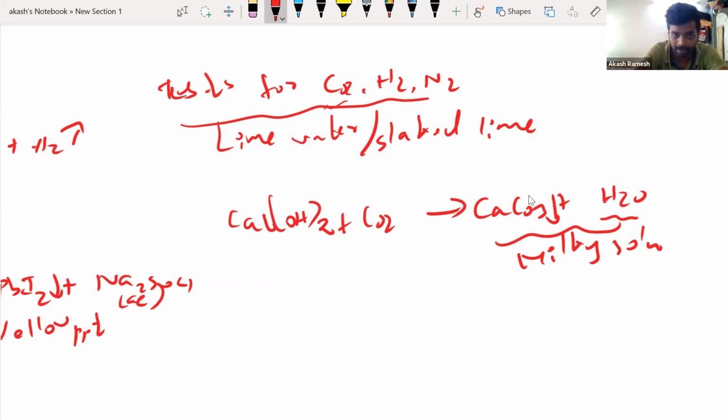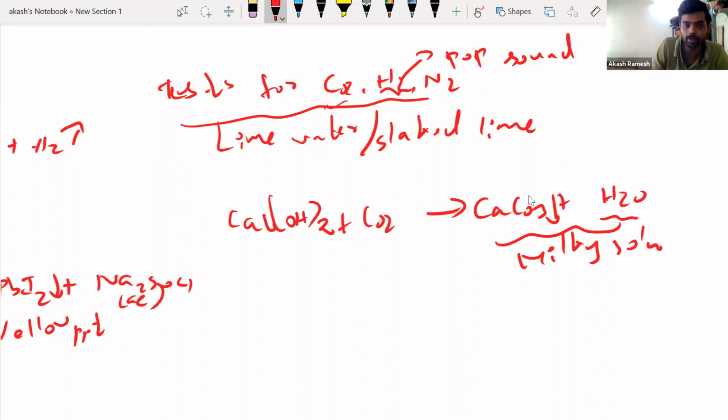Okay, good. Next, what is the test for H2? Burning matchstick will burn with a pop sound, sir. Absolutely right. For H2, all you have to remember is the pop sound. When I bring a burning matchstick in an environment containing H2, it is going to burn with a pop sound.